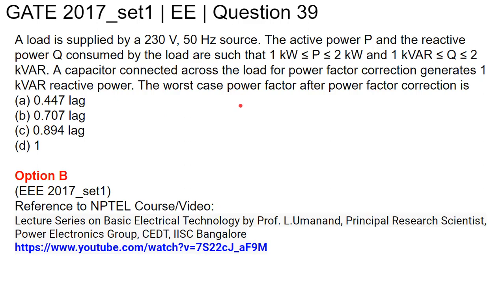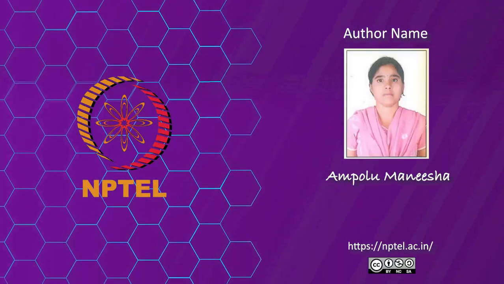So the worst case power factor after power factor correction is 0.707 lag. So option B is the correct answer. Thank you.